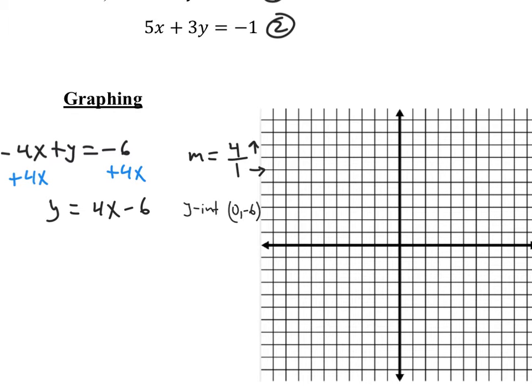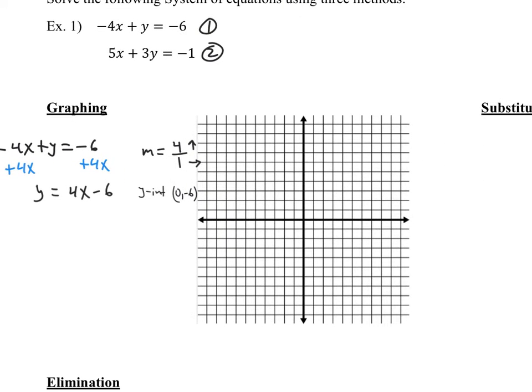So I'll go ahead and start by graphing the y-intercept, which is (0, -6). So I'm going to go down 1, 2, 3, 4, 5, 6. There we go, right here. There's (0, -6). And then from that point, I'm going to go up 4 units, right 1. So up 4 units, 1, 2, 3, 4, and right 1. There you go. And then I'm going to draw a line right through those two points.